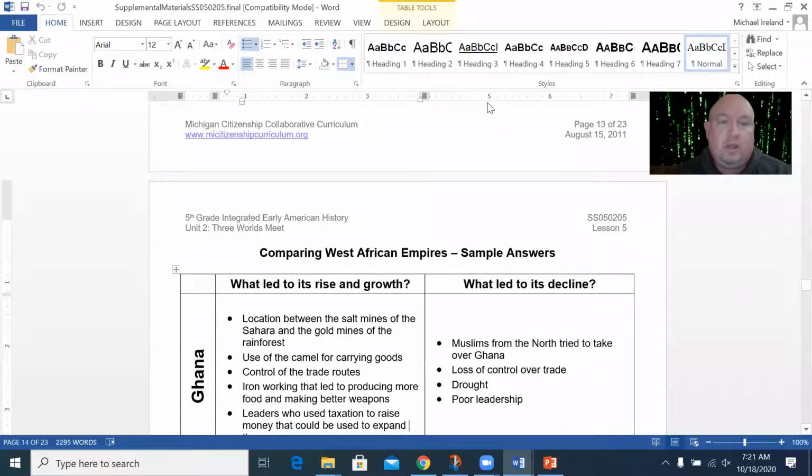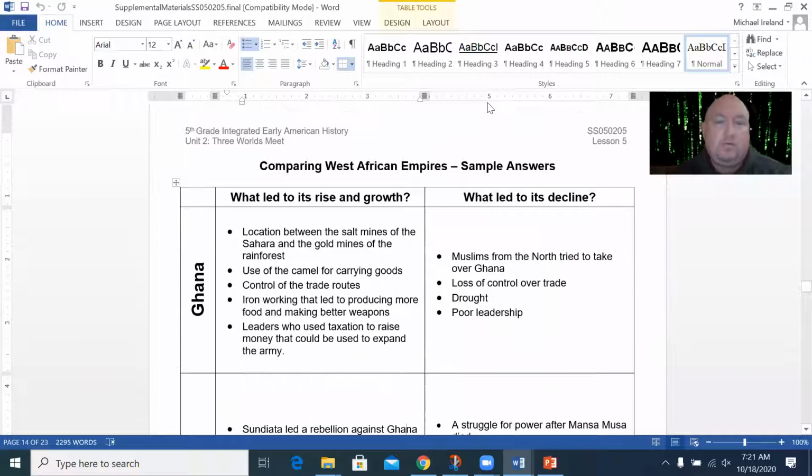So the answers. What led to its growth? Iron working that led to producing more food and making better weapons. Leaders used taxation to raise money. Control of trade routes. Drought was an issue for its decline. When things don't grow well, you don't have as much food. Food scarcity becomes an issue. People get unhappy, and they might overthrow the government.